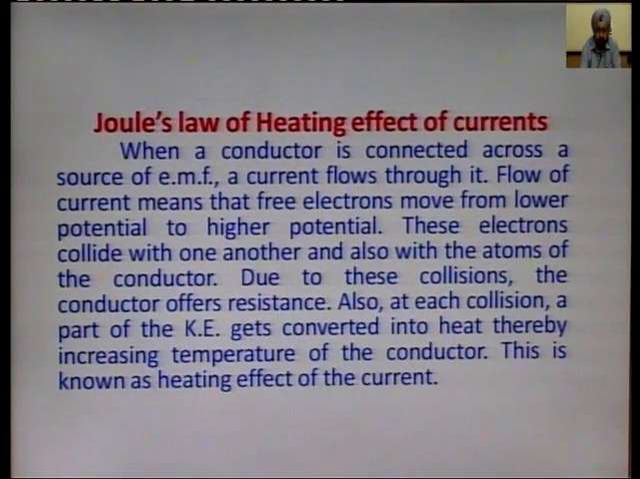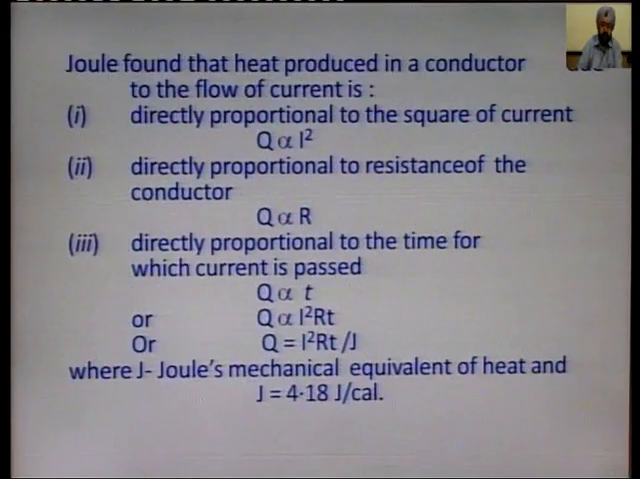So, at each collision some part of the kinetic energy of the electron gets converted into heat, which increases the temperature of the conductor, and this is known as the heating effect of current. The finding of Joule was that when current flows through a conductor, the heat that is produced in the conductor is directly proportional to the square of the current.